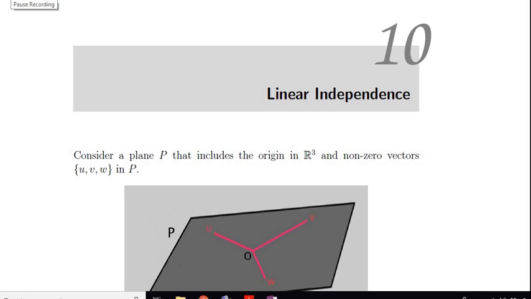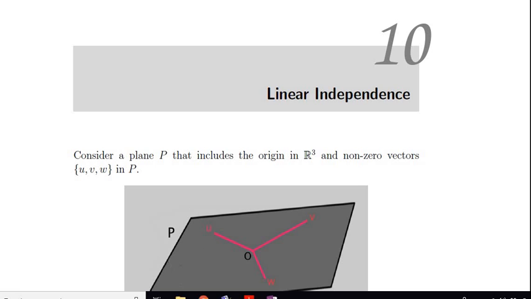Alright, so in this video we're going to build a little bit on the idea of span. Remember, span of a set of vectors was the set of all possible linear combinations of that set of vectors. And the question is, if you take a set of vectors, take their span, are all those vectors necessary? Is there a minimal set of vectors that we can use to create the same span?